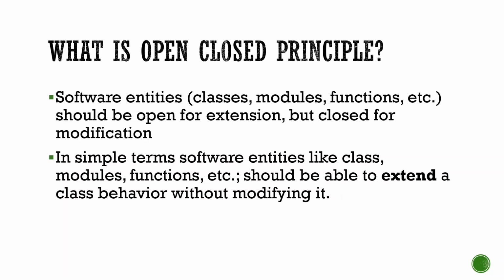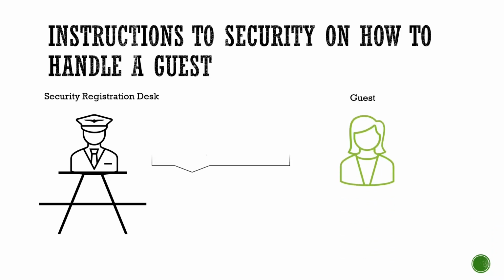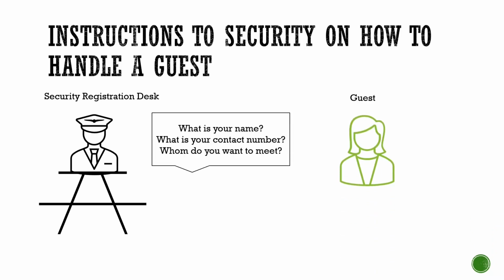Let us look at a real world example of the open close principle. Then we can see the software representation. Imagine a big building where we have a security desk at the entrance. We ask the guard to register the details about the guest who shows up. So when a guest arrives at the desk, he should ask the name, contact number and the host information.